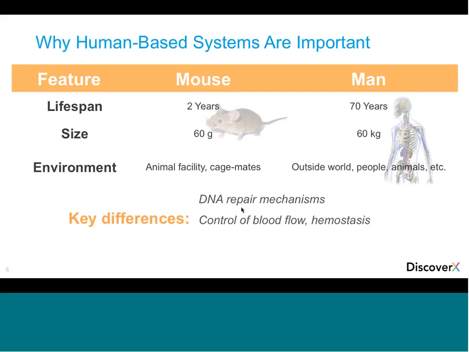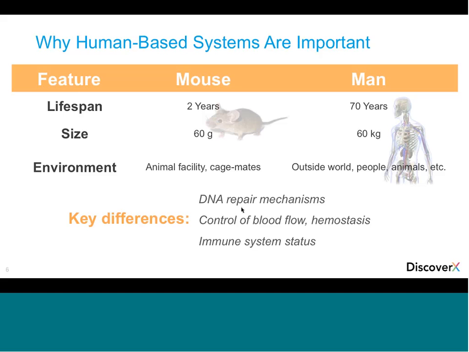Now, one of the reasons why developing a human-based system is really important is we keep in mind how different animals are from man. Many of our safety assays, in vivo assays, are in the mouse or in the rat, in non-human organisms. And if we compare ourselves to a mouse, we live a lot longer, we weigh a lot more, and we are exposed to a very dirty environment.